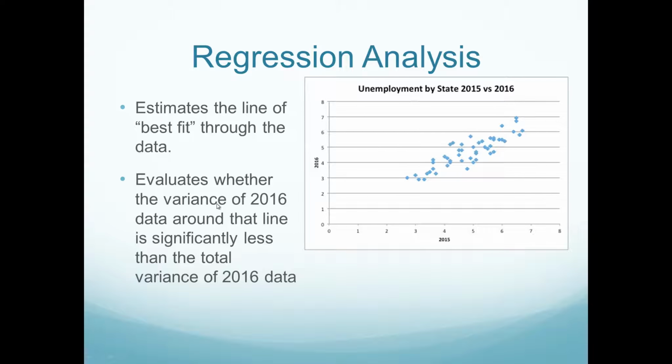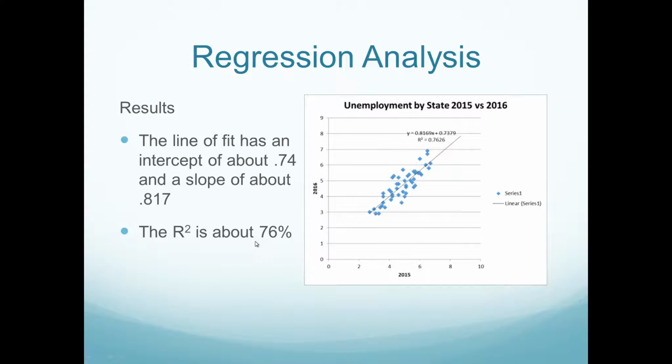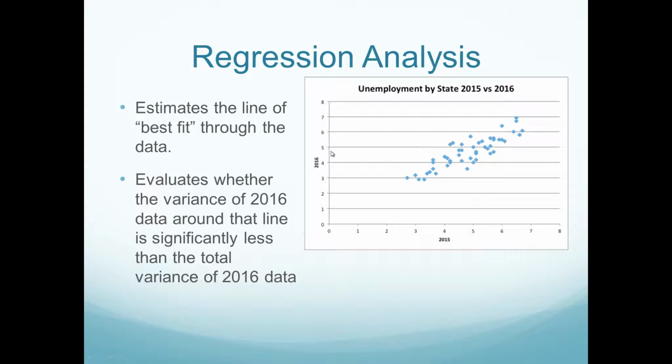And so this evaluates whether the variance of the 2016 data around that line is significantly less than the total variance. So again, easy way to think about that is if let's just say that the mean's right here and that this was the line of the mean, we could calculate the variance against this flat line, and we could calculate it again against whatever the slope line is. And if the slope line variance is less than the flat line variance, then that means that we probably have a linear relationship, and it's got a slope to it.